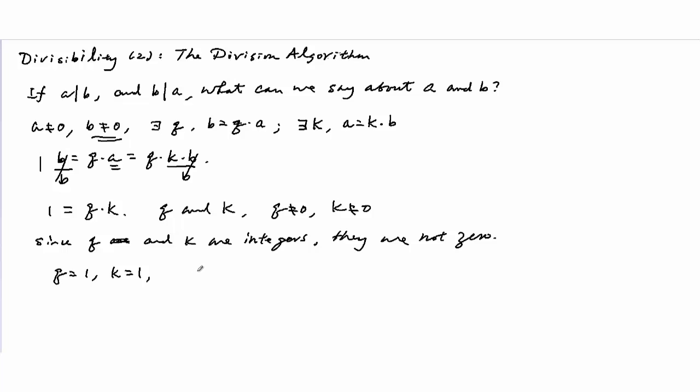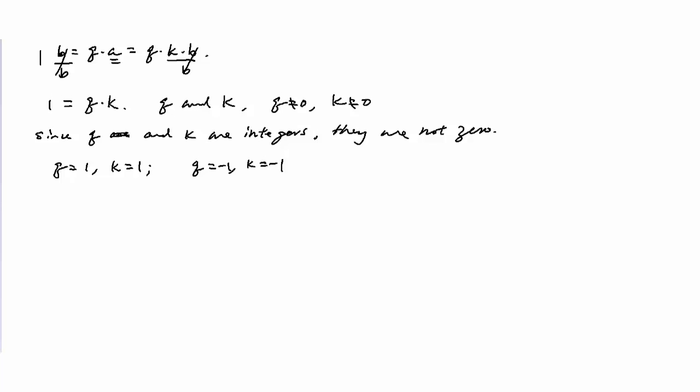Or another possibility will be Q equals -1 and K equals -1. This multiplication will also be 1, since -1 times -1 still gives 1. So then you can say this.